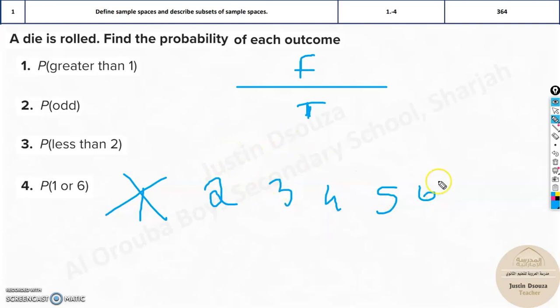1, 2, 3, 4, 5 favorable outcomes are possible. And what is the total outcomes including this? There are 6. So 5 by 6 is the answer.